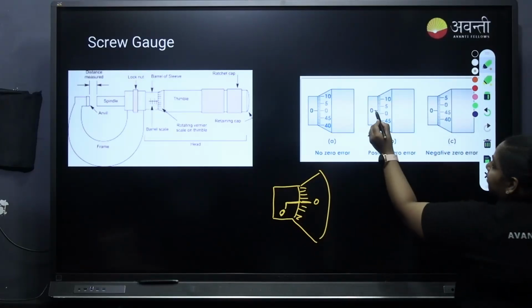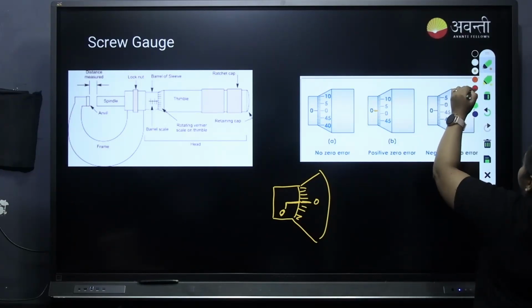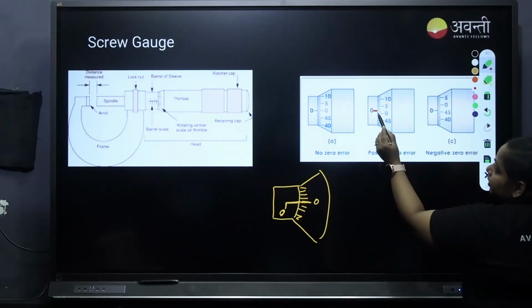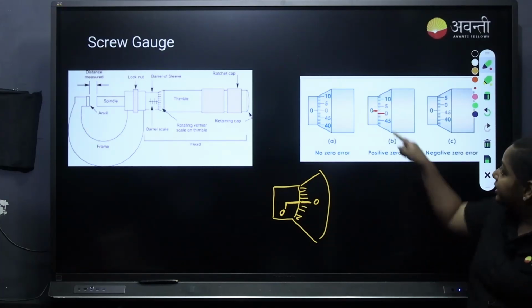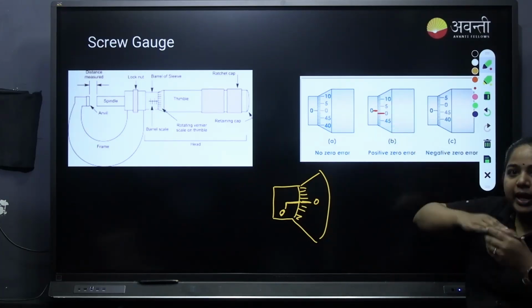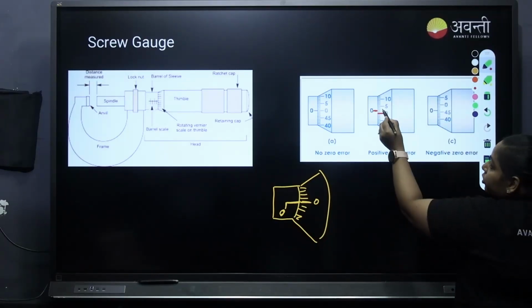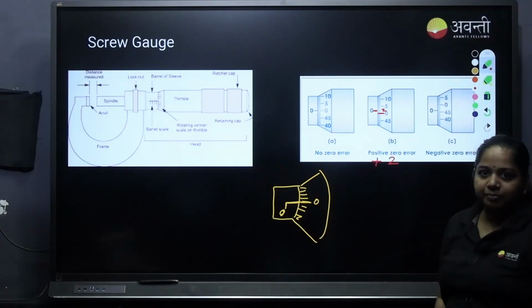Now here what is happening, this is our pitch scale 0. Here is our pitch scale 0 and the circular scale 0 is below that. Below that means it is showing like 1, 2. Above it is going like 0, 1, 2. It is reading 2 here, which means positive 2 is our error.